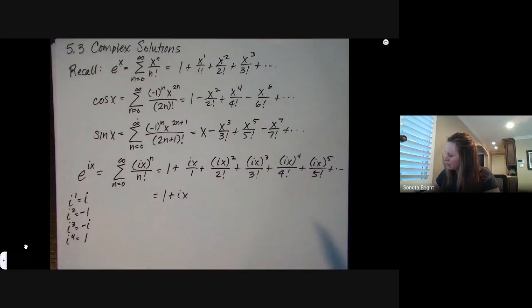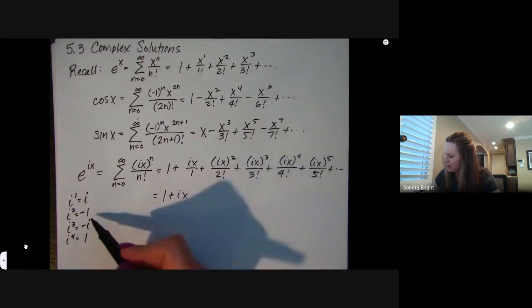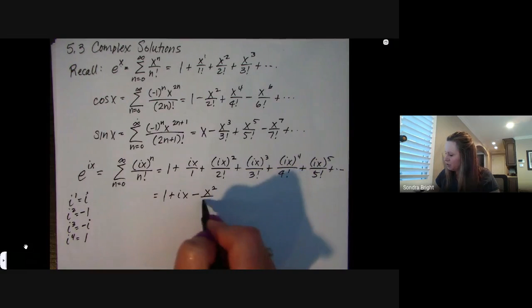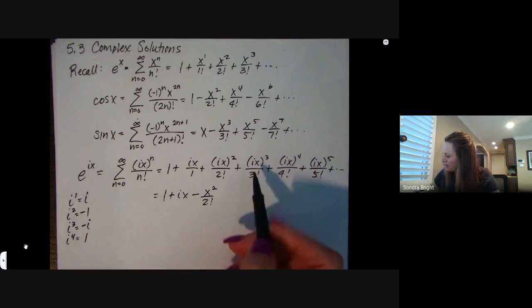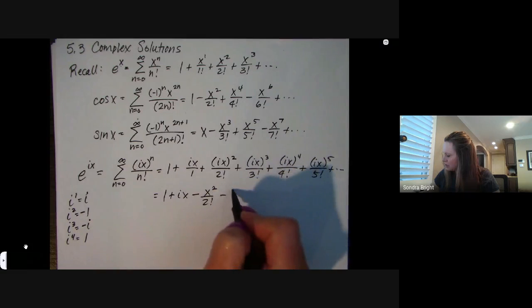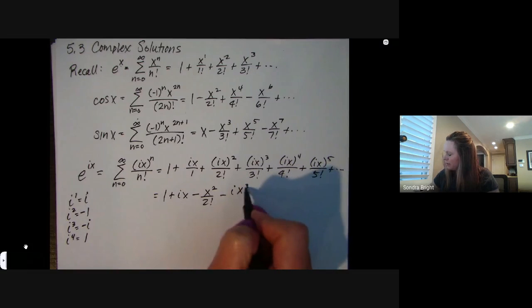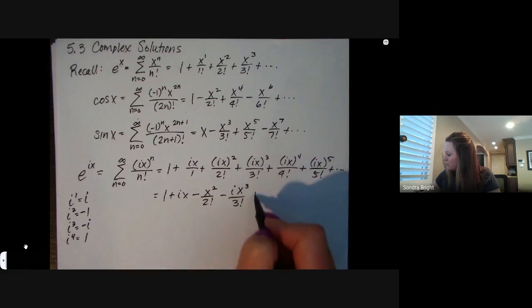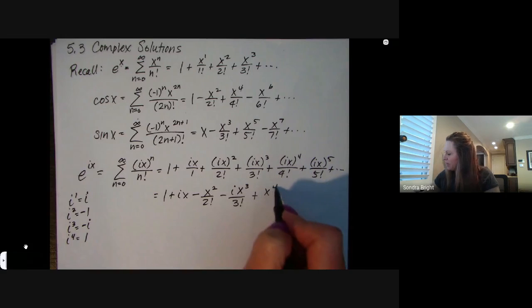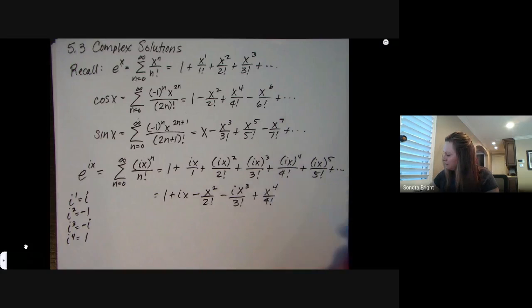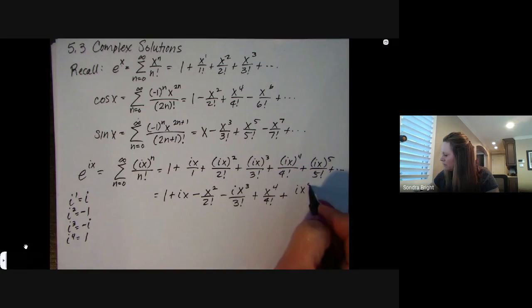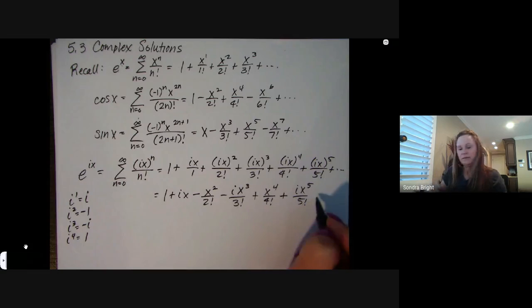Okay, so an i squared is -1, so that makes this a minus x squared over 2 factorial. i cubed is a -i, so you would have a -ix cubed over 3 factorial. i to the 4th is just +1, so that's just an x to the 4th over 4 factorial. i to the 5th, you're back up at i, so that's a +ix to the 5th over 5 factorial.